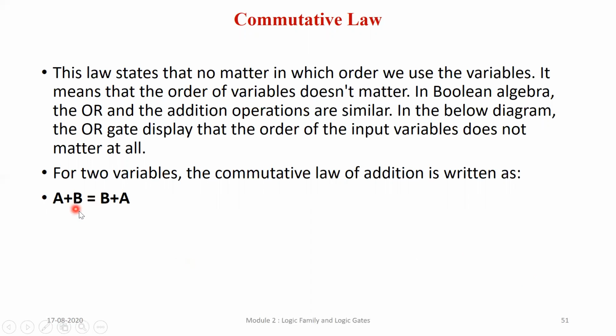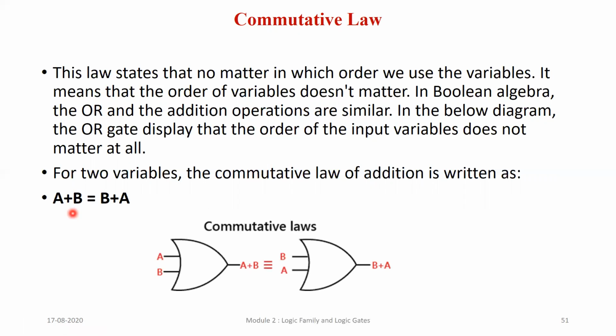Just see this. A plus B is equal to B plus A. So which IC will you use? Suppose you want to implement A plus B. So I give A input, B input, and suppose Y is my output. Which IC will you use to implement this? You have AND gate, OR gate, NOT gate. So you will use adding, and adding is what? OR. Sorry, OR gate. So draw this circuit.